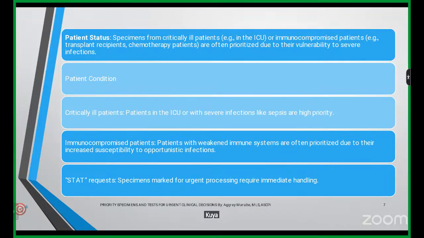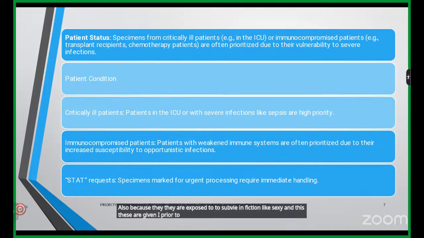We have critically ill patients, also because they are exposed to severe infections like sepsis, and these are given high priority, as I've stated. Immunocompromised patients, the same, because of their weak immunity, and they are susceptible to opportunistic infection. So these cases need to be handled efficiently and fast. These samples are usually marked as stats. Any sample that has been marked stat is an urgent sample. It should be handled with the greatest urgency possible.